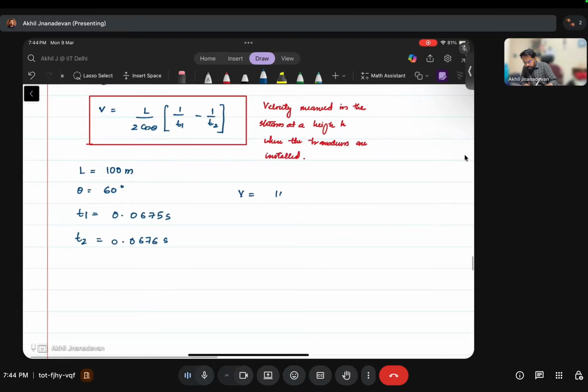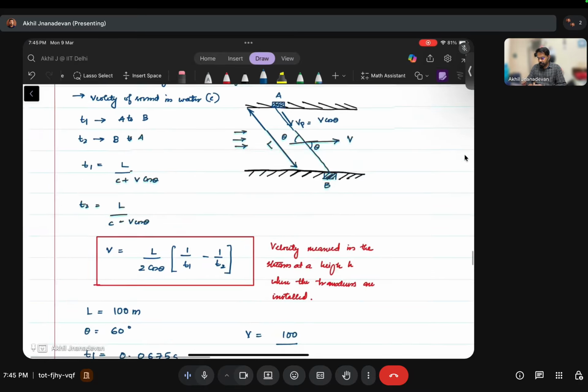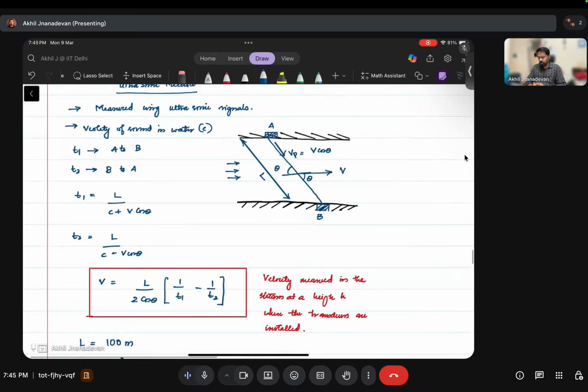Velocity is 100 meter divided by... there is no need to memorize the equation, you just have to write the relation for T1 and T2. This is only distance by velocity is time. That is the only equation that you have to remember, and you already know how to calculate the relative velocities, right?